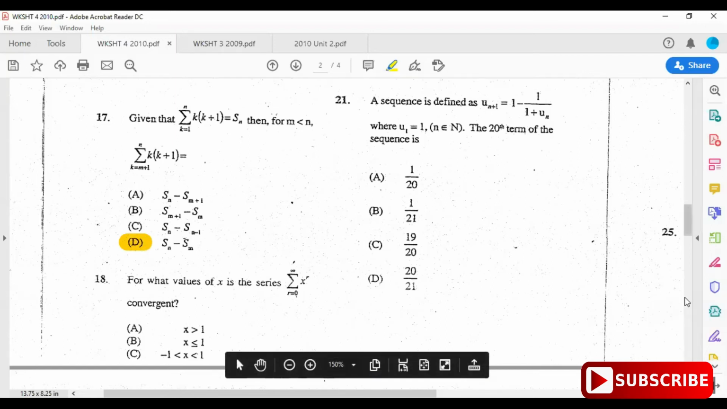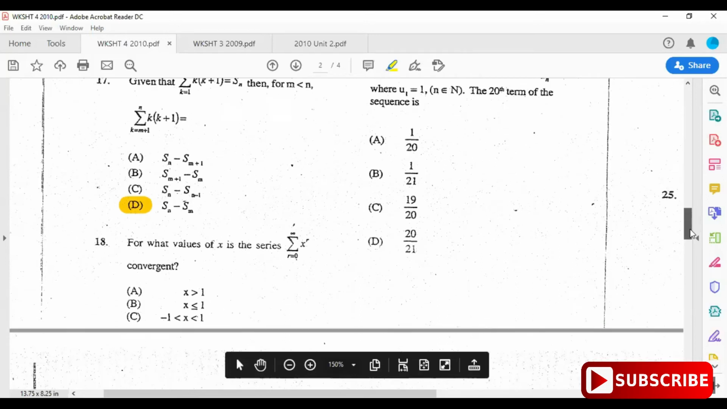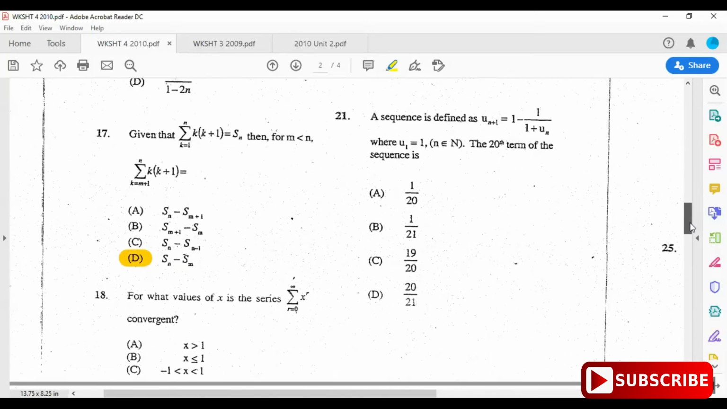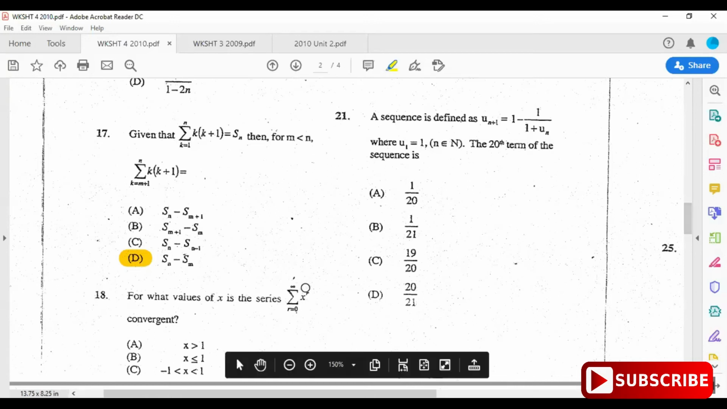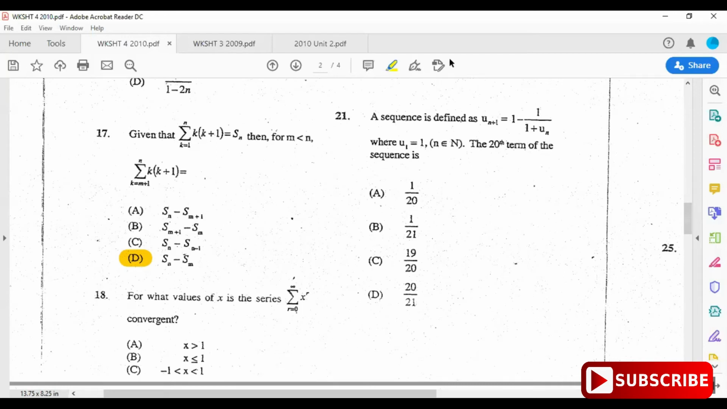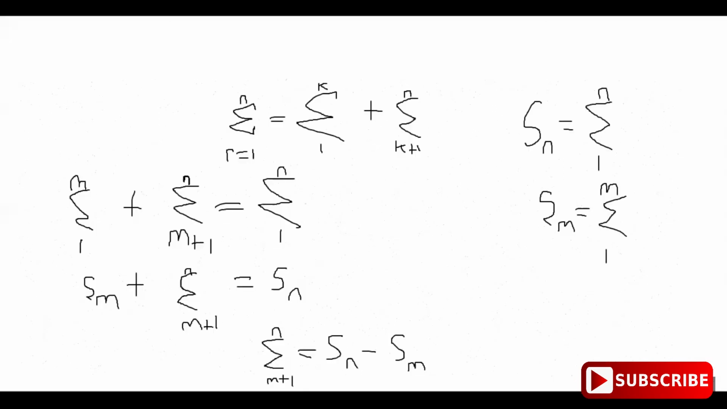Now this question asks us, for what values of x is the series convergent? The series is convergent when the common ratio is between 1 and -1. Very good. So first of all, we have to list out that series.